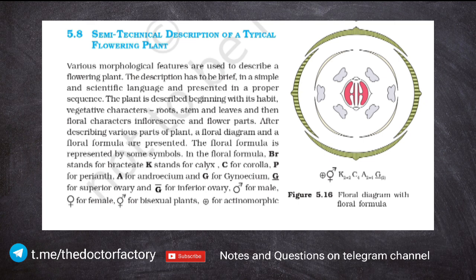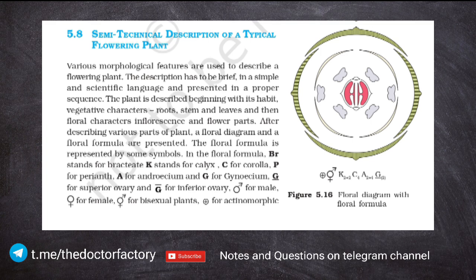5.8 Semi-technical description of a typical flowering plant. Various morphological features are used to describe a flowering plant. The description has to be brief, in a simple and scientific language and presented in a proper sequence. The plant is described beginning with its habit, vegetative characters, roots, stem and leaves, and then floral characters, inflorescence and flower parts. After describing various parts of a plant, a floral diagram and a floral formula are presented. The floral formula is represented by some symbols.